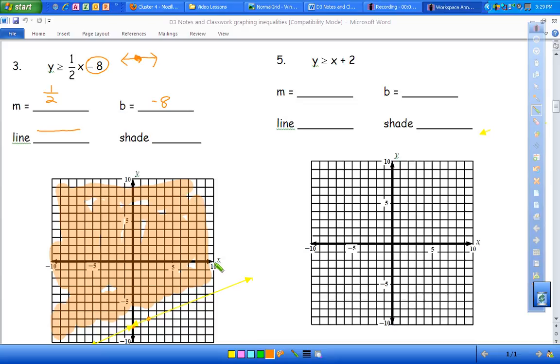So out here at 10 on the x-axis, negative 3 is down here, okay? And 3 is clearly above this line. So again, it's going to be everything that is above there, just to prove the point mathematically. And that is the end of that problem.